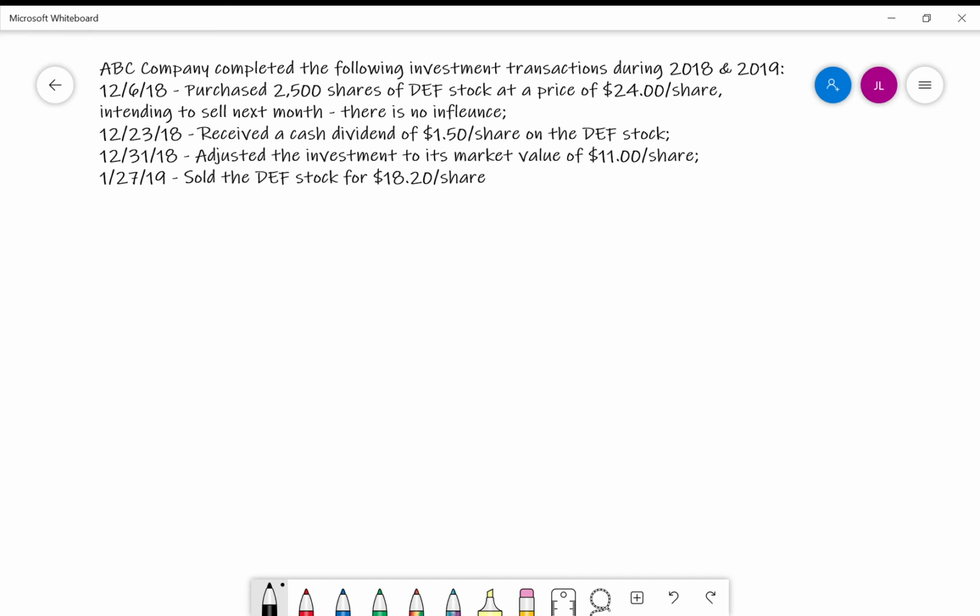So in this case, on 12/6 of 18, we would have a debit to equity investments for $24 a share times 2,500 shares, which is $60,000. And we're paying cash for this, so our credit to cash will be for $60,000.